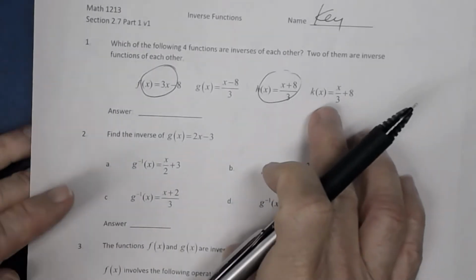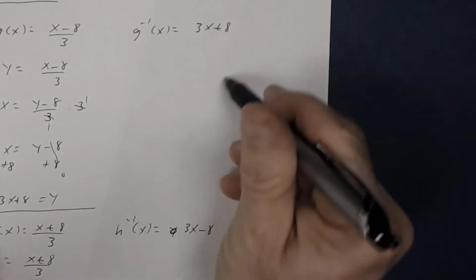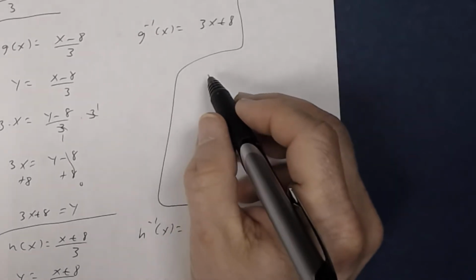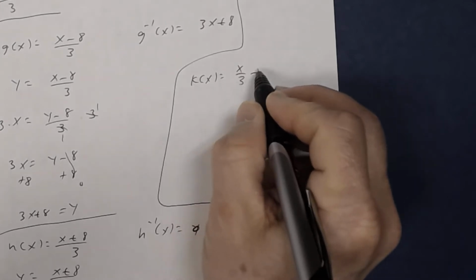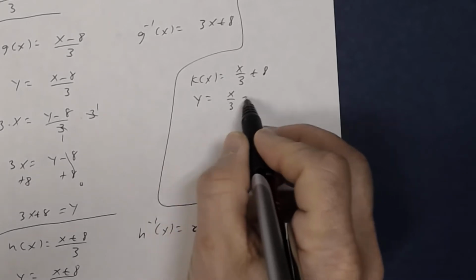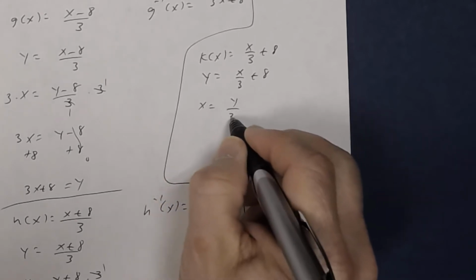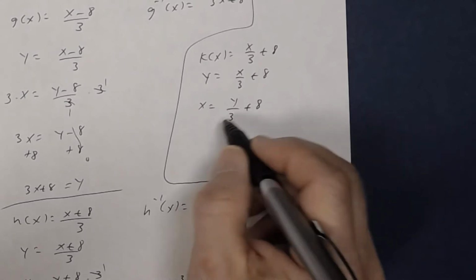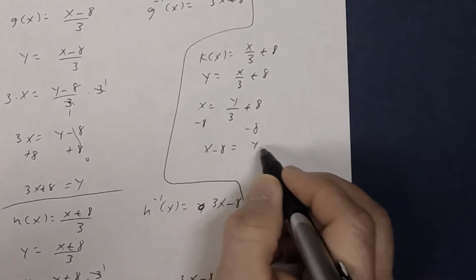And if you even did this one, let's say you want to find the inverse of k of x, so I'm going to go ahead and do that here. All right, so here's k of x. To find the inverse, you're going to replace k of x with y. Then you're going to interchange the coordinates, so x equals y divided by 3 plus 8. And remember, you got to get y by itself first. So what I would do is subtract 8 from both sides first, just like this. So I get x minus 8 equals y divided by 3.